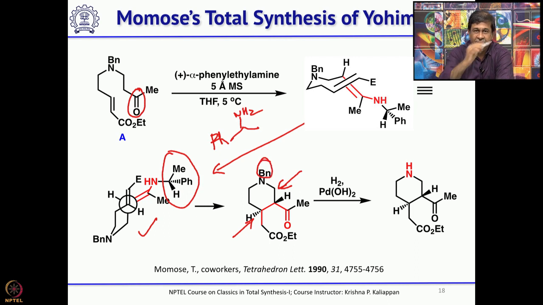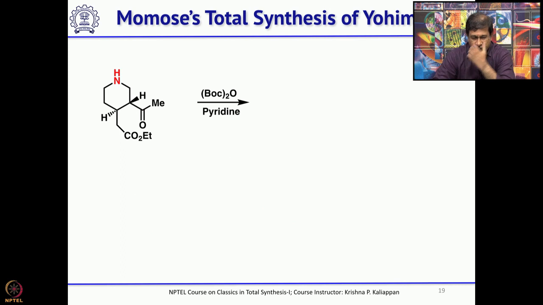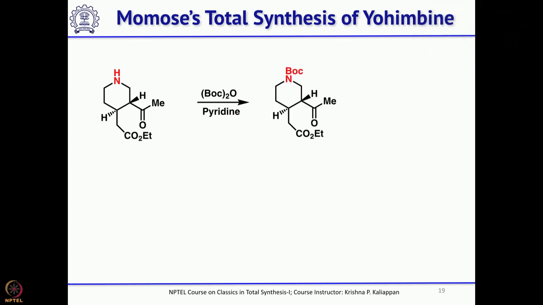Next, you do not want the benzyl group because you have to remove the benzyl group so that the NH can be attached to the indole, okay. So hydrogenolysis will remove the benzyl group to get the piperidine ring, substituted piperidine ring. Now you protect the piperidine with Boc anhydride to get the corresponding N-Boc, then you try to cyclize these two.